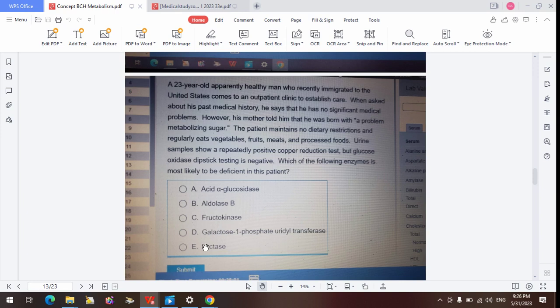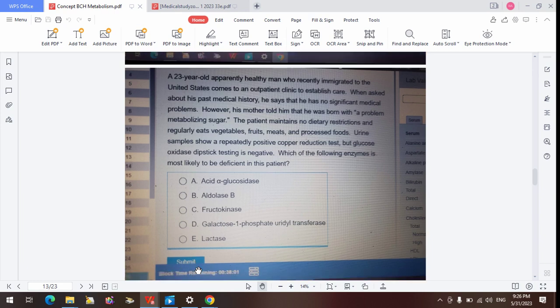For the person to be asymptomatic and still be taking fruit and other things, and they told us he has a problem metabolizing sugar, with a positive test for reducing sugar, it's likely to be fructose that is accumulating. It cannot be any other thing. If it's galactose, he will have some symptoms like cataract. He won't be asymptomatic, though it might not be as severe as galactose 1-phosphate uridyltransferase deficiency. If he has a problem with lactase, he will not be able to metabolize lactose from milk and will be lactose intolerant. Anytime he takes milk, he has diarrhea. So the person will not be asymptomatic. The only condition in which the person can be asymptomatic and have a problem metabolizing sugar is fructokinase deficiency.